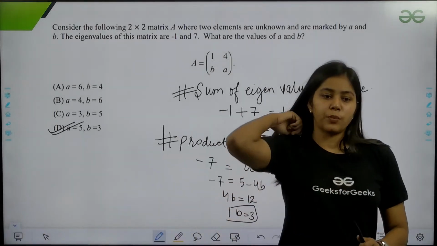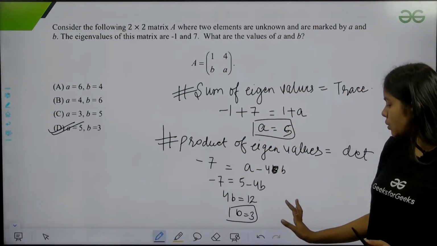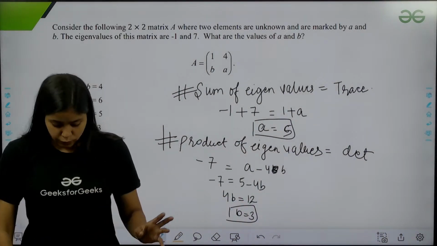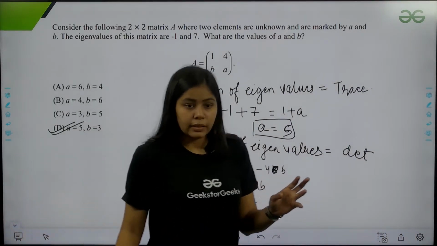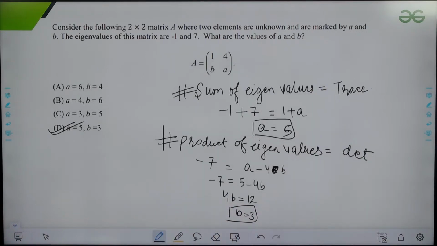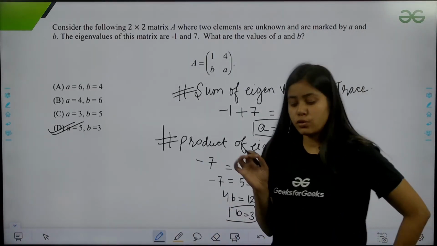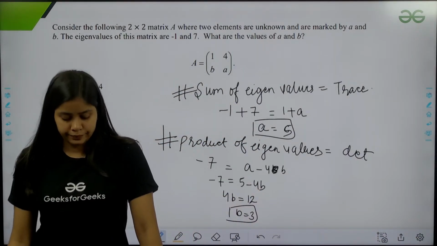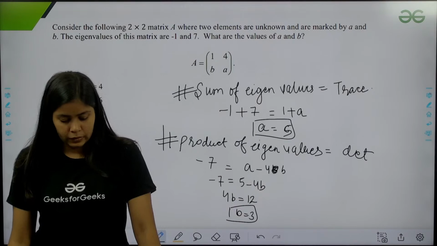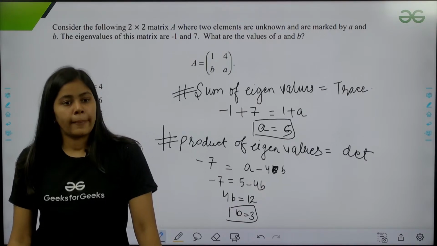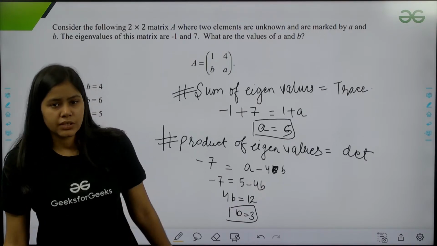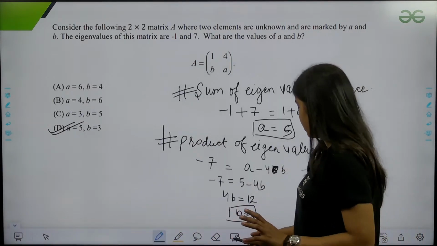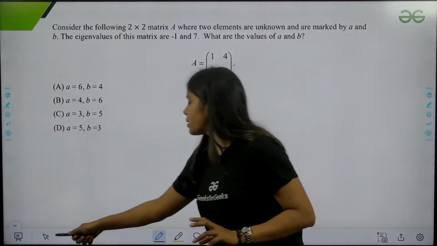D is my correct option because I got A is equal to 5 and B is equal to 3. It's up to you. Either way, you can also use the eigenvalue method if you want to do that. Just let me know guys if anybody has any confusion, right? Let's see the next question.